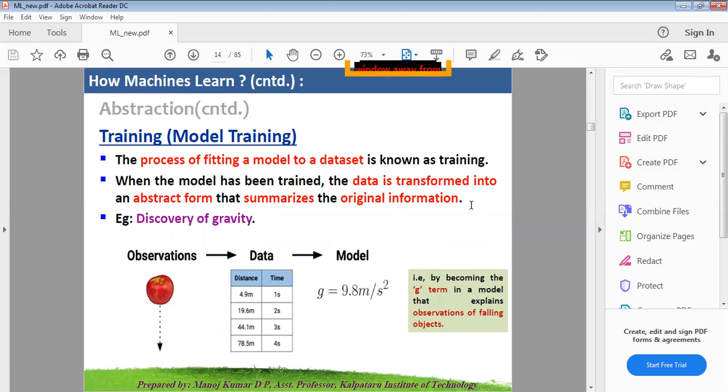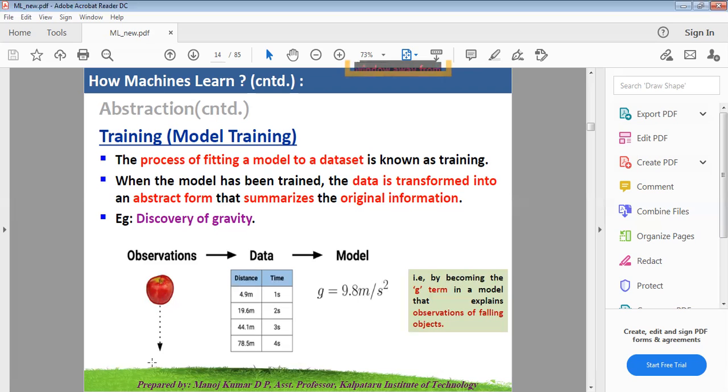So the process of fitting the model to the data set is known as training. Okay, so model training: fitting the model to the data set, that we call training. When a model has been trained, data is transformed into an abstract form that summarizes the original information.